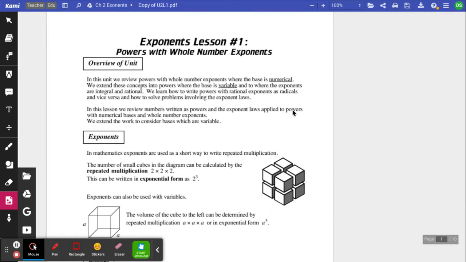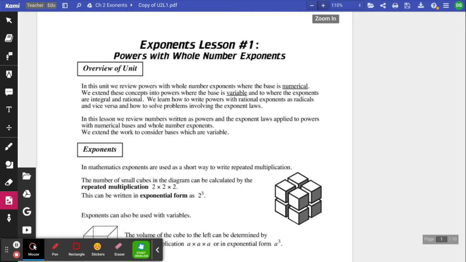It's not fancy. You are in math class. You can just say number if in doubt. Okay. We extend these concepts into powers where the base is variable. The base, instead of just being numerical, the base is a variable. What's a variable? It can change. We represent things that can change with letters like X or Y or Z, right? Okay, and to where the exponents are integral and rational.